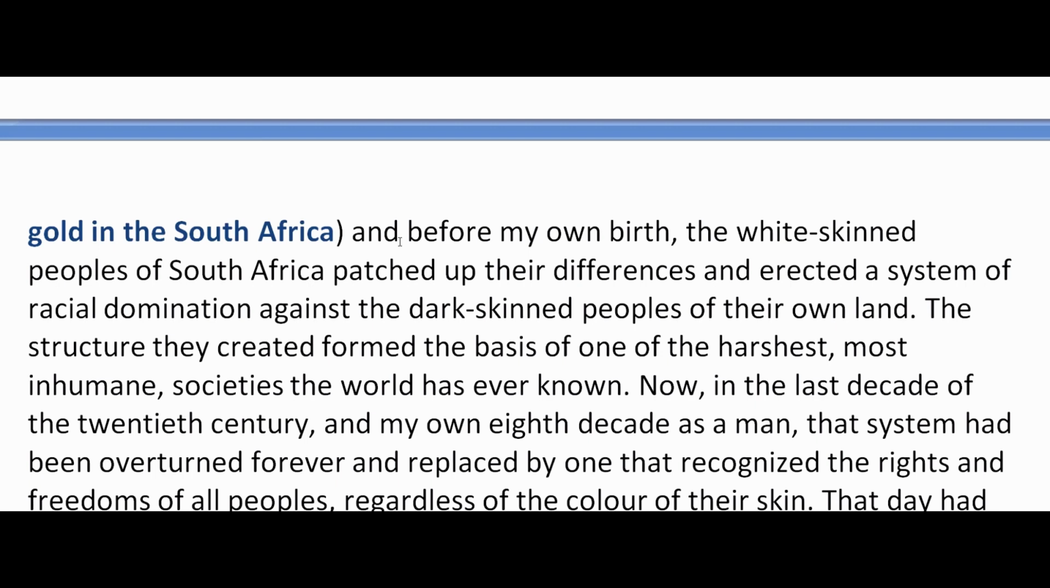So what happened after this Anglo-Boer War? The white people of South Africa started hating the dark-skinned people of South Africa. They erected a system of racial domination, meaning they started behaving in a very discriminatory manner. They were not behaving in a proper way with these dark-skinned people. And there came the differences.